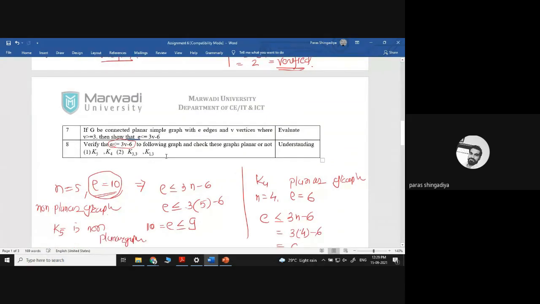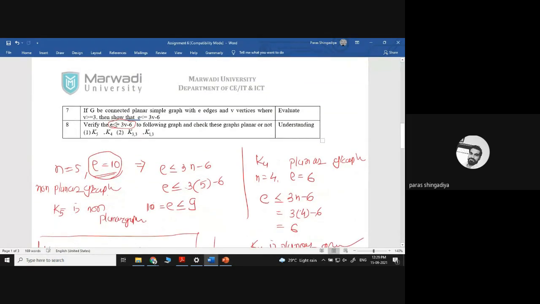In this question number 8, we use these conditions to check which of the following graphs is planar. What is the use of this condition? If we create a planar graph by taking 4 vertices, how many edges can we consider, up to how many edges?